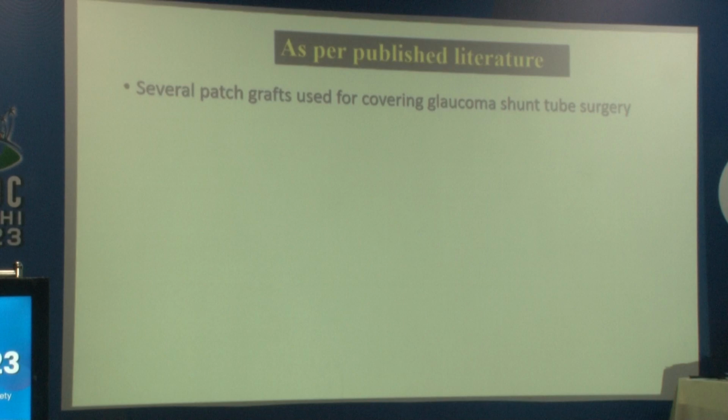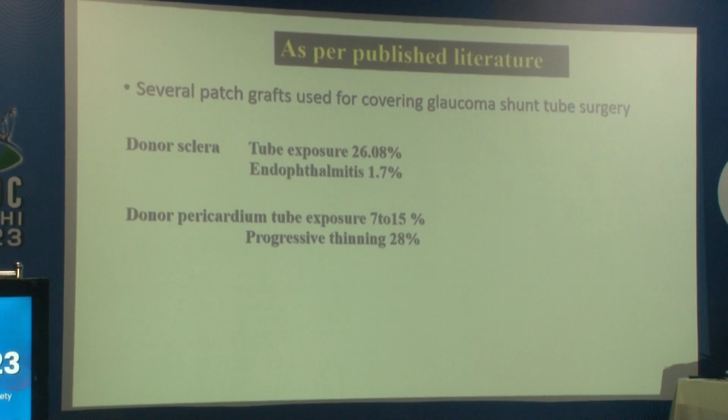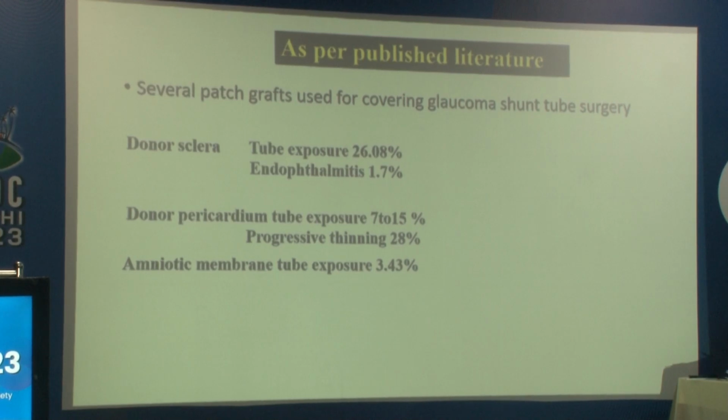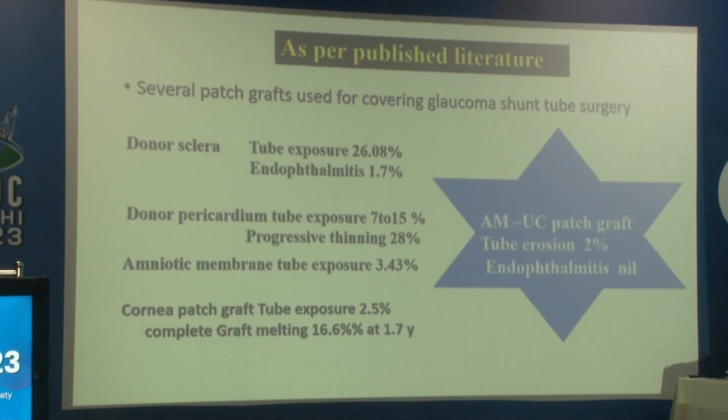So as per published literature, several patch grafts are used for covering the tube in shunt surgery. The donor sclera has tube exposure of 26.08%, and endophthalmitis 1.7% in 2 years. Donor pericardium has tube exposure of 7 to 15%, and progressive thinning occurs in 28% within 2 years. Amniotic membrane has a tube exposure rate of 3.43% in 2 years, and the corneal patch graft has tube exposure of 2.5%, and complete graft melting occurs in 16.6% at 1.7 years. So in my study, with the AMUC patch graft, tube erosion was only 2% in the 18-month study, and endophthalmitis nil.